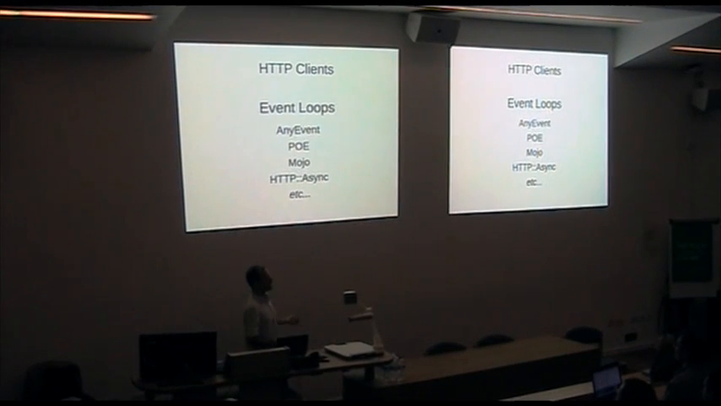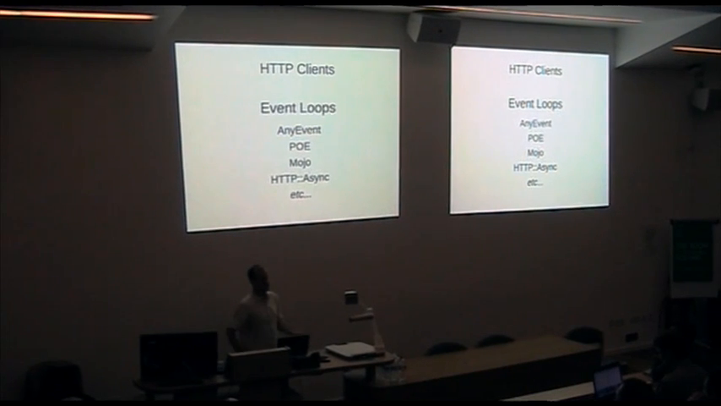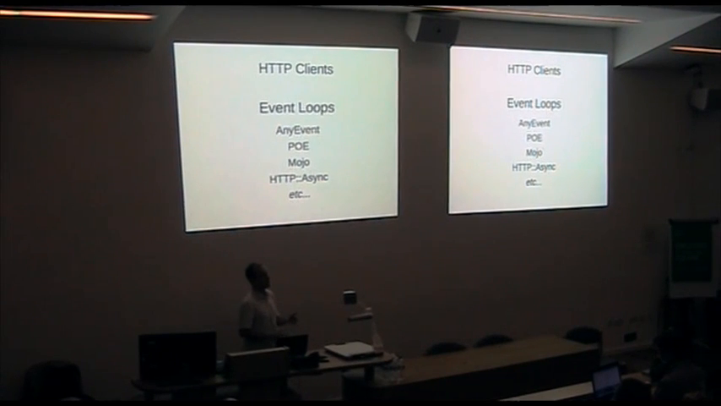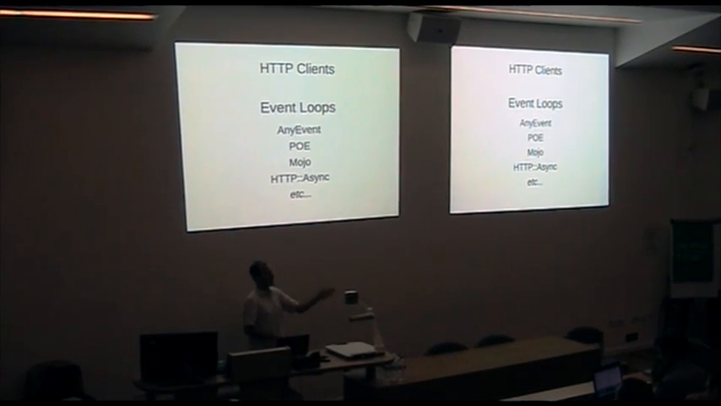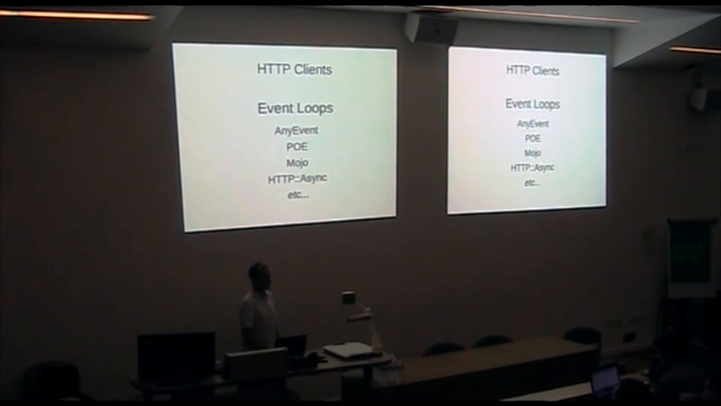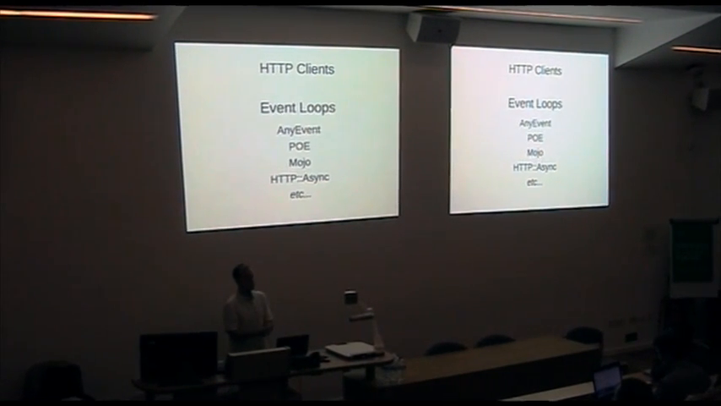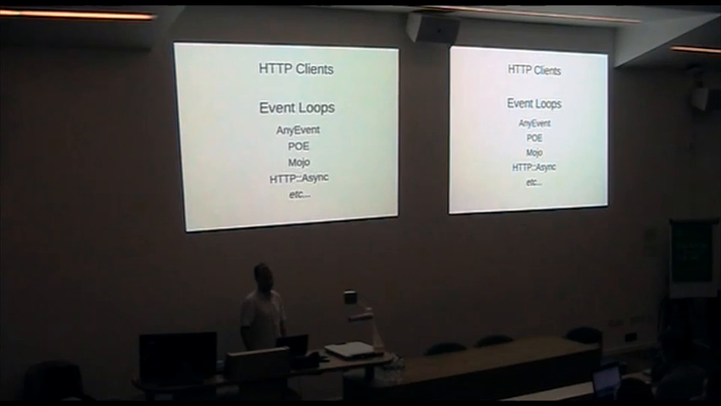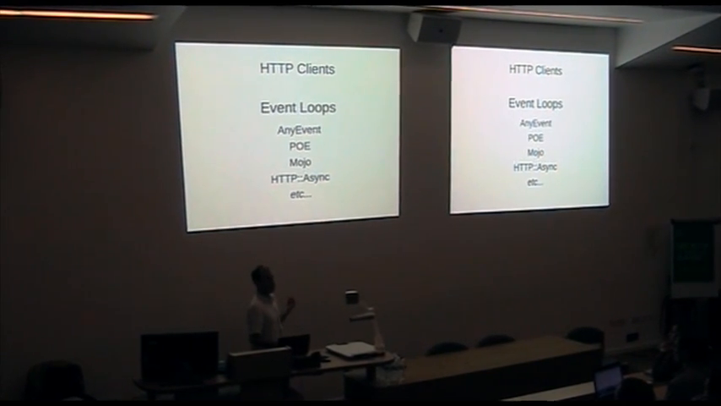But there are lots of event loops on CPAN, and the advantage of event loops is that you can do lots of things at once, because of course HTTP is a networking protocol. You'll spend a lot of time in your code just waiting. So if you've got a standard procedural process, you'll send out a request, wait for a response, send out another request, and wait for a response. So event loops allow you to do multiple things together. AnyEvent and POE are the two popular ones in Perl. Mojo is also becoming more popular, and they all have asynchronous HTTP clients that you can use.